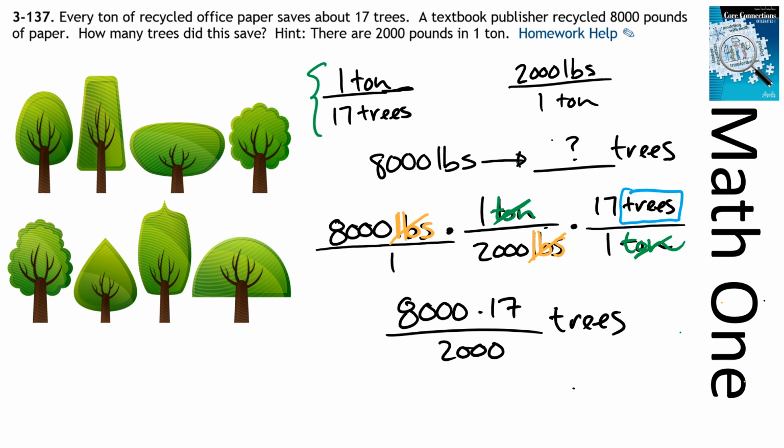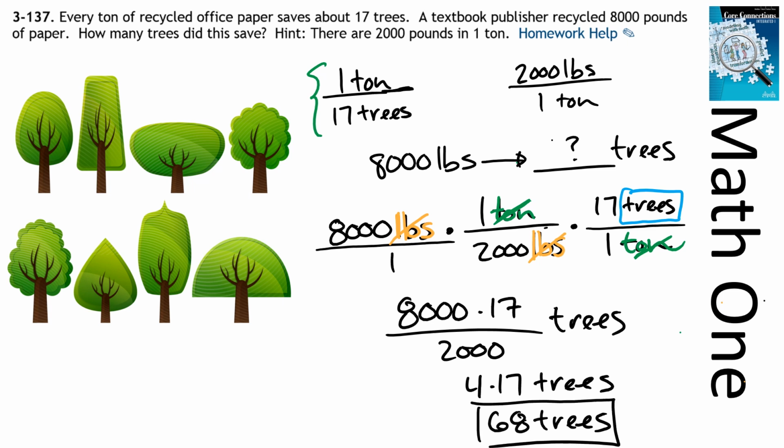By the way, I still haven't answered the question, but I'm not really concerned with that. It turns out 8,000 divided by 2,000 is the number 4. So I've got just 4 times 17 trees, and 4 times 17 is 68. So yes, it's important that I finally get down to 68 trees, but I think more important is the path we go through: starting with our input, 8,000 pounds, and multiplying it by giant 1s so that units cancel out and I am left with just plain old trees.